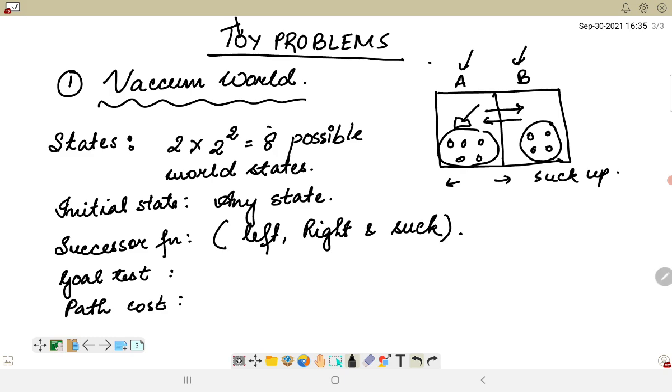Left, right, and suck, this means that it can either move left, which is the action. If it is moving left, it will be in left. If it is moving right, it will be in right. And if it is dirty, it will suck. That is the primary idea behind the successor function. You can go on representing this in a more specified manner.